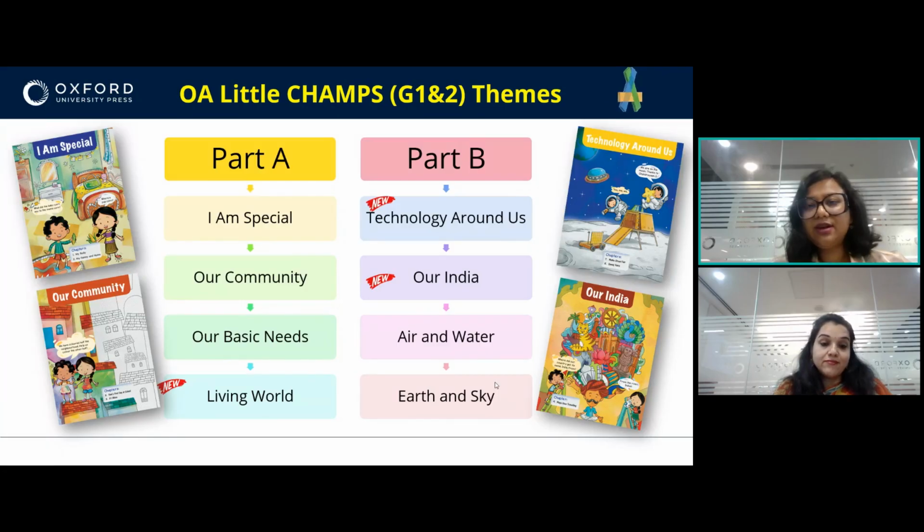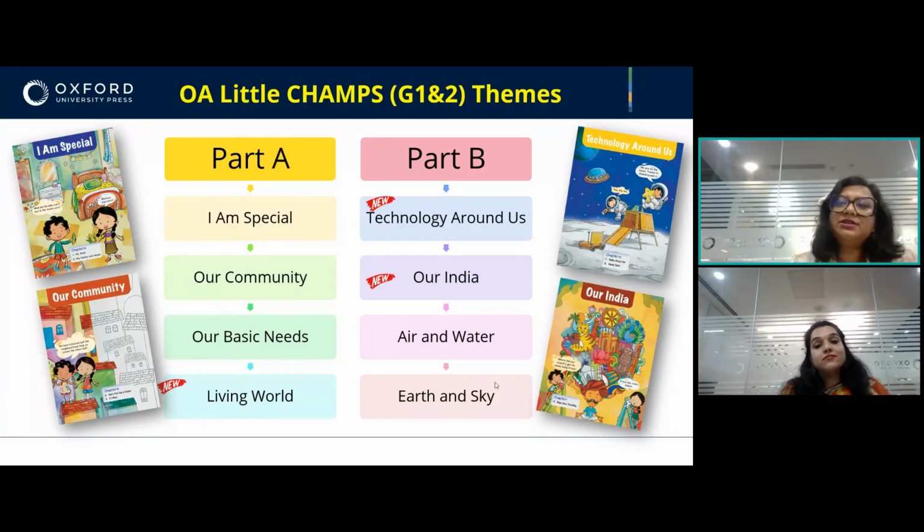The two themes that were added a few years back were Technology Around Us and Our India. When we were looking at the NCF and the NEP, these are the two things that really stood out: awareness of India, appreciating Indian culture, and also computational thinking, technology, digital literacy. These are very relevant topics in today's world, and NCF and NEP both have laid focus on them. So we introduced these themes in our books, themes we thought were relevant in today's time.